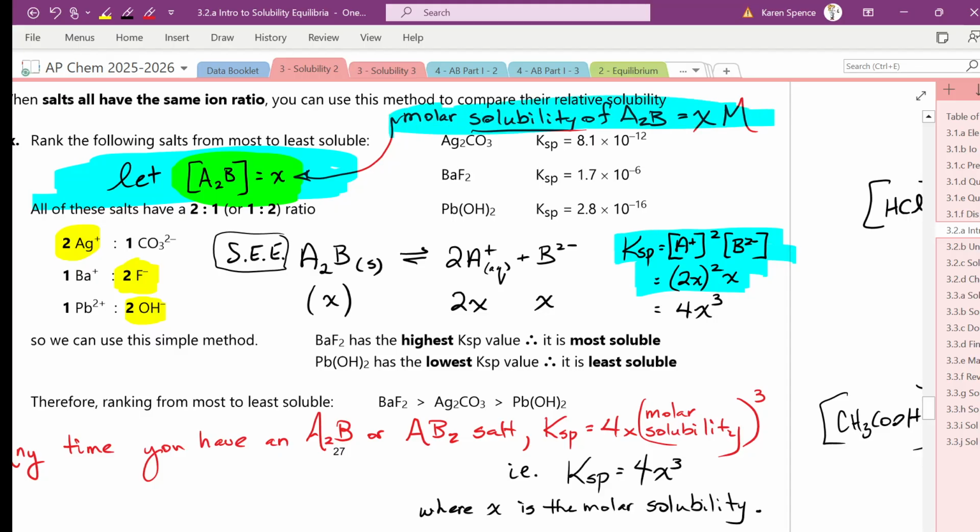And don't worry, I'm gonna stress this again and again as we go through. In a written response question, you would get like 0.5 marks for this, 0.5 marks for this, and 0.5 for this. And then everything after that is gravy. Yes? Let the molar solubility of A2B equal X. Or you can say let the concentration of A2B equal X. That's fine too. Okay?